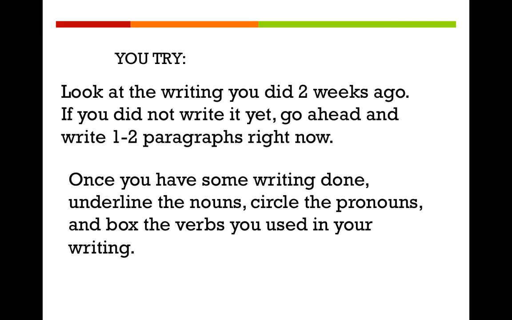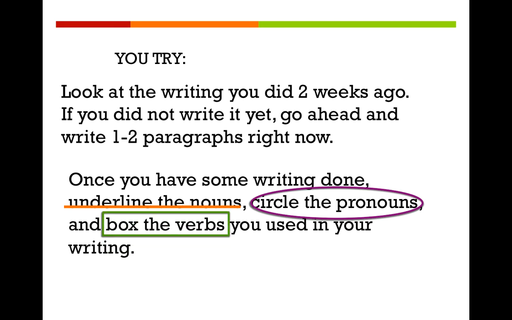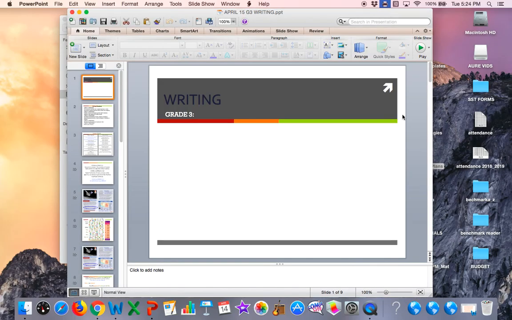Now, what I'd like for you to try. Look at some of the writings you did 2 weeks ago. I had given you a writing assignment. If you did not get to write, that's okay. Go ahead and write about one paragraph or two paragraphs right now. Once you're done drafting, underline the nouns you've used. Okay? Underline the nouns you used. Circle the pronouns you might have used in your writing and box some of the verbs. If you need a review, go ahead and rewind this and watch from the beginning to review nouns, pronouns, and verbs.